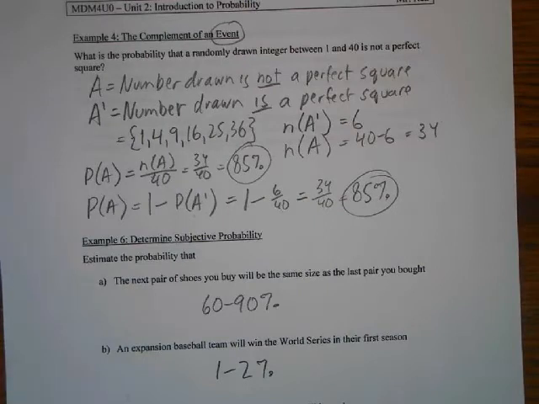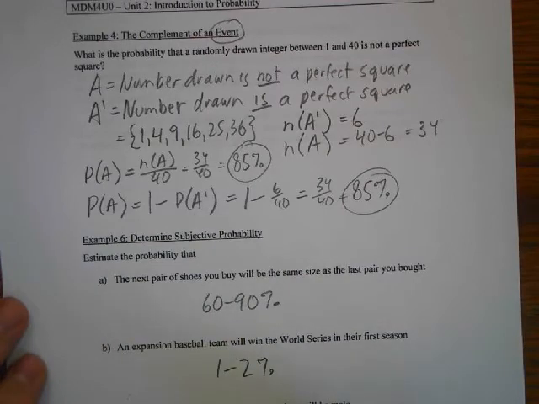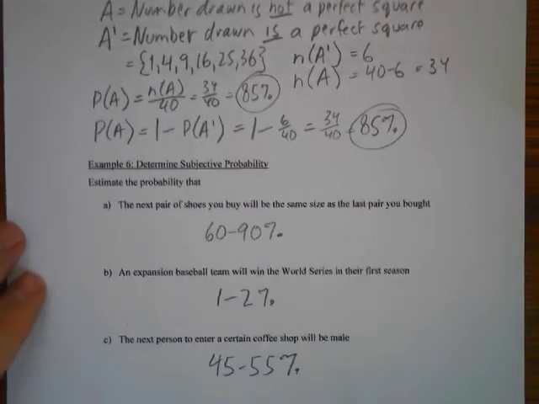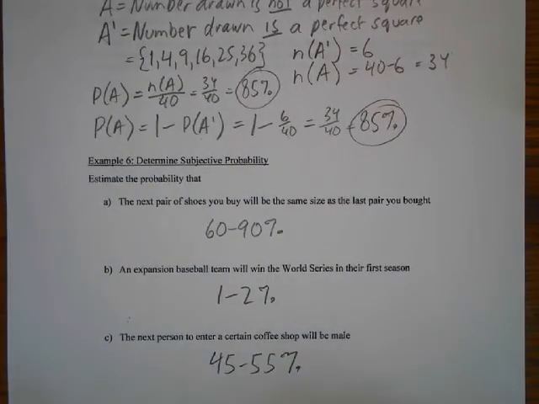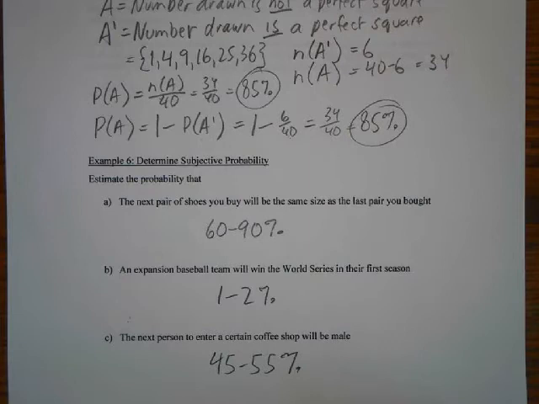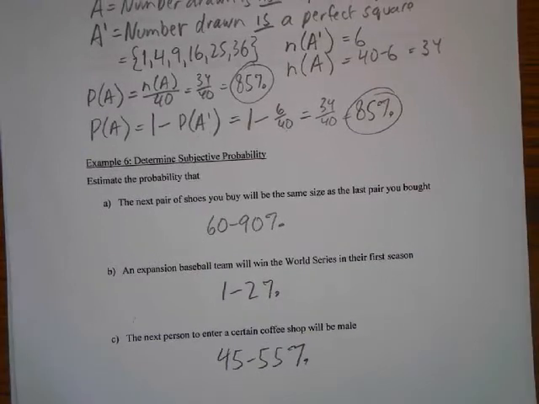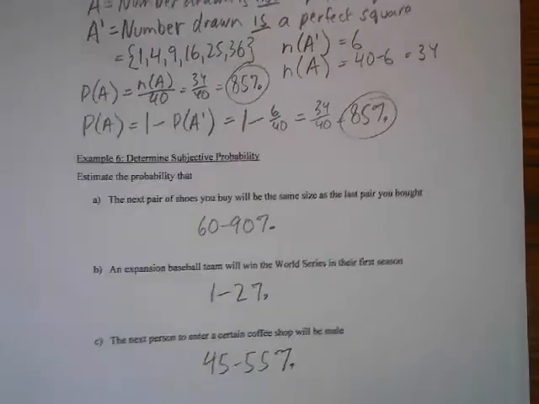The probability that the next person to enter a certain coffee shop will be male. Well, not knowing the coffee shop or much about the neighborhood, I'm going to say, well, not so randomly, 45 to 55% is a pretty safe bet. Okay, but I mean, it could be a coffee shop that's right next to a yoga studio, and maybe their clientele is 80% female. So it depends on the situation. So it's very subjective, and that's why it's called subjective probability.